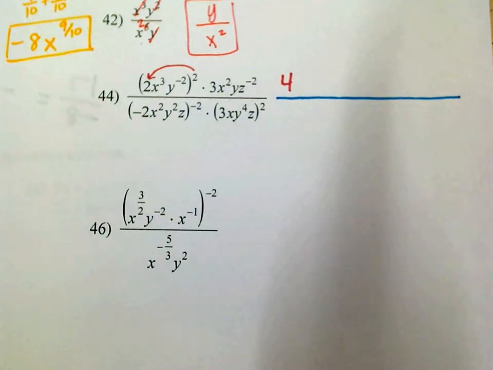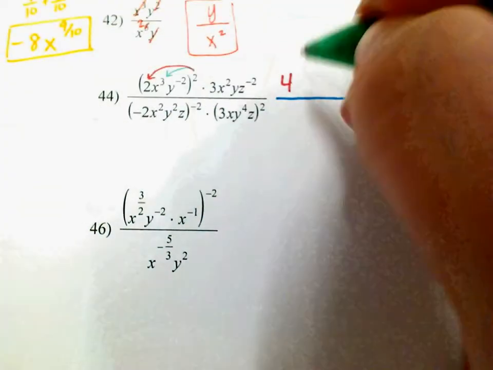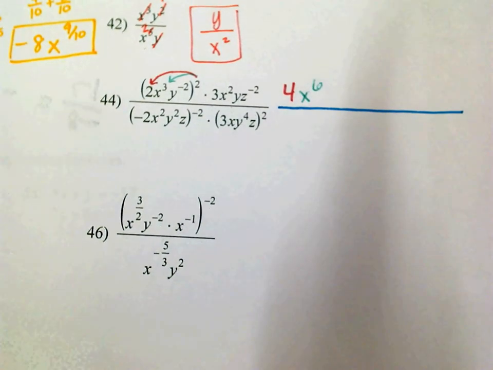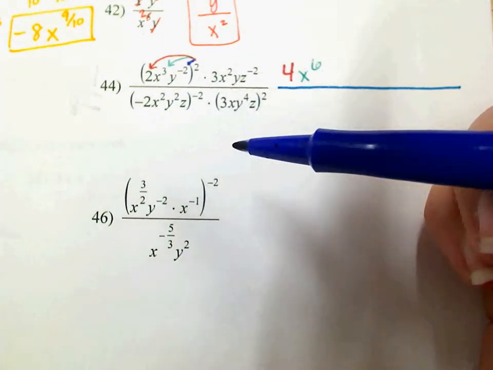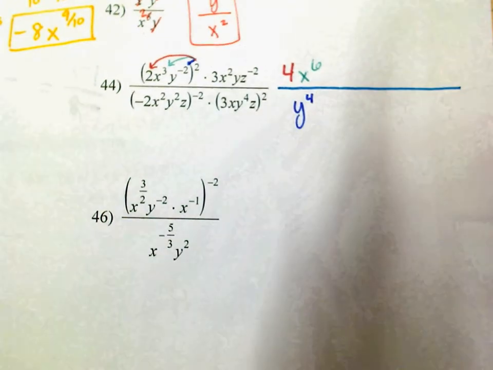Now I've got x cubed squared. Where does that go? X to the 6th. Now I've got y to the negative 2 to the 2nd. What's that? Y to the negative 4. Good, which means I'm going to put y to the 4th in the denominator.